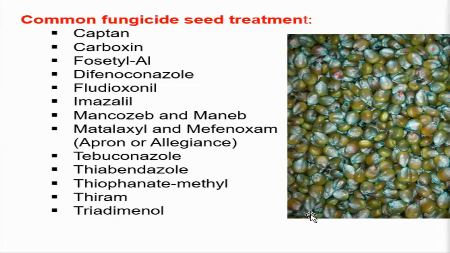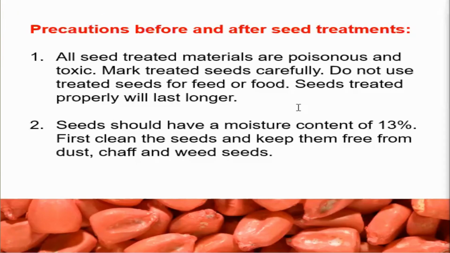So we have the application in seed treatment, and because we are using different poisonous materials, if you are using a poisonous material, you should follow the label or the instructions. Mark the treated seed carefully. Do not use the treated seed for feed or food. So labeling is very important. Seed treated properly will last longer. Second, the seed should have a moisture content of 13%. You can attain this by efficient drying.